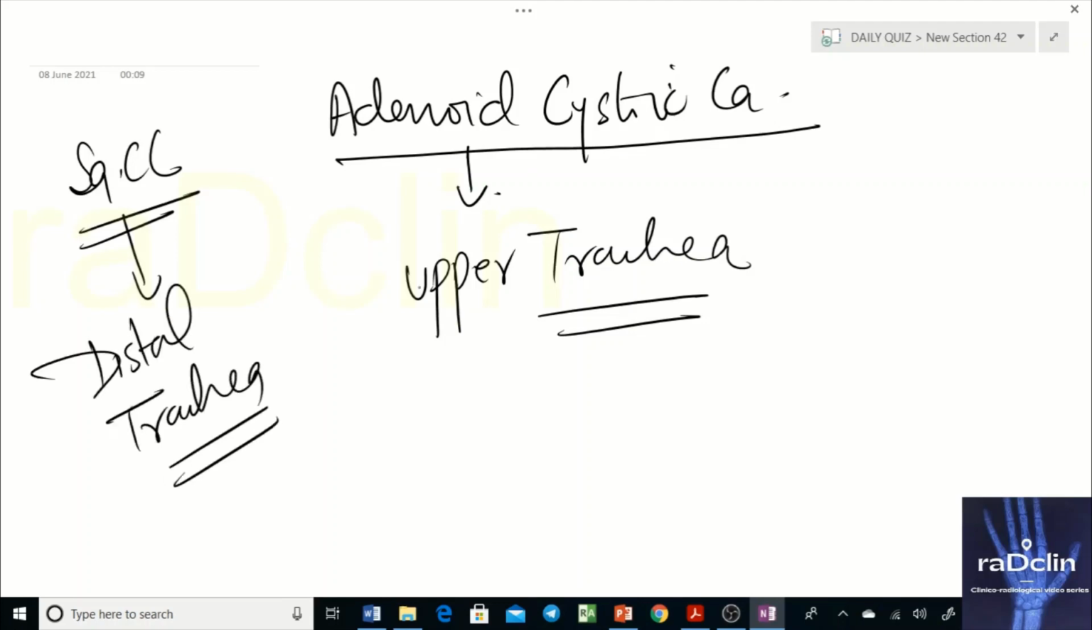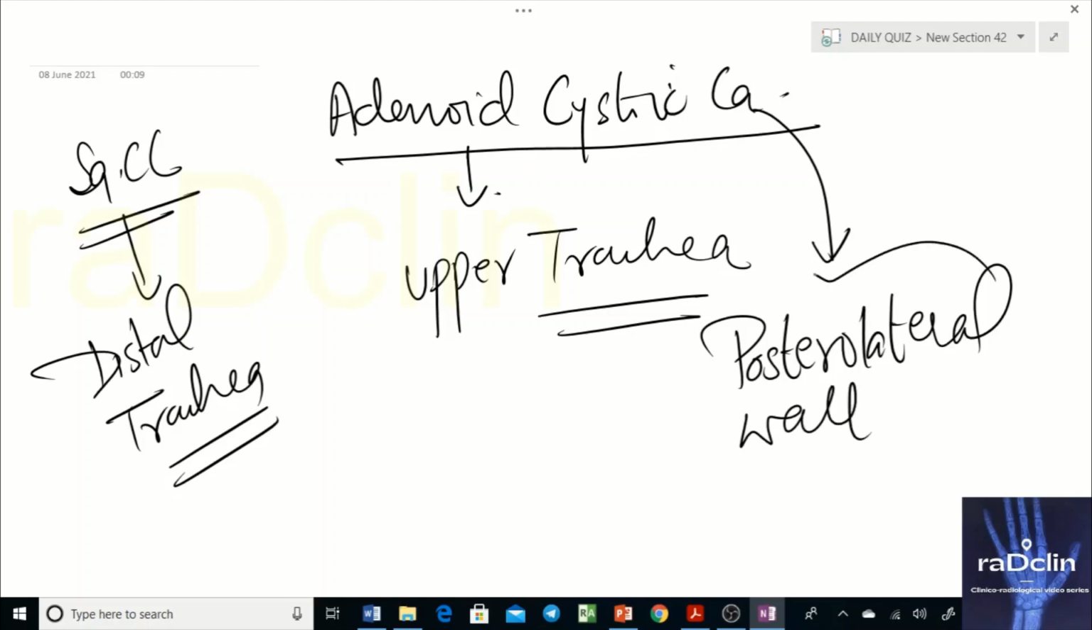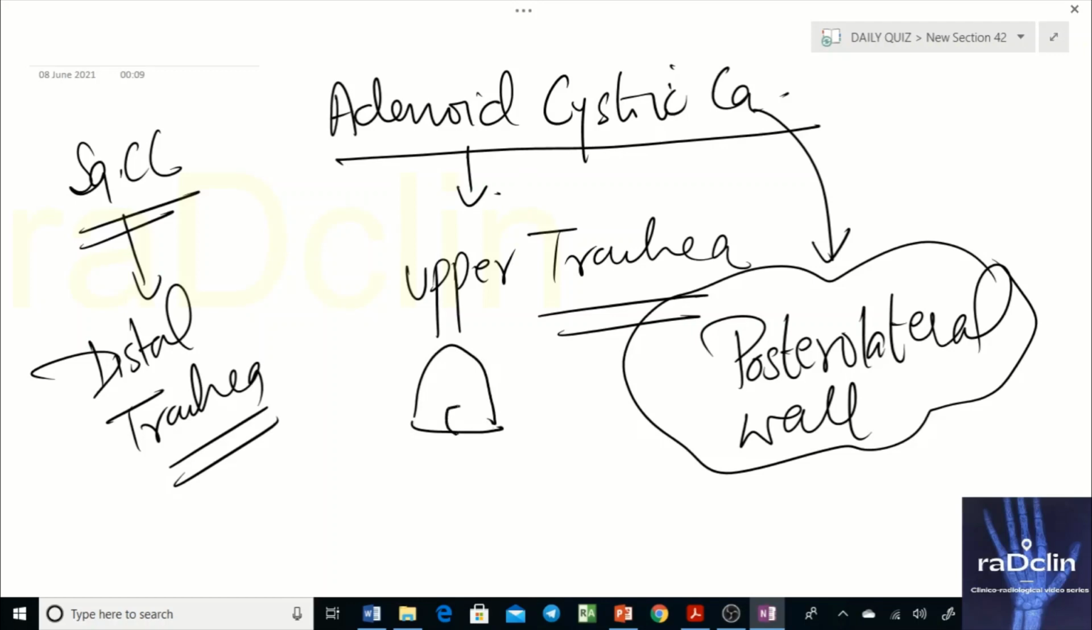Now adenoid cystic carcinoma, what part of the trachea does it involve? You have to remember this thing in your head. It is the posterolateral wall of trachea. So if this is your trachea, you will see a bulging tissue here. And remember, these are locally invasive tumors, so they can invade the surrounding structures as well. So if you see this malignant mass involving the posterolateral wall and the upper trachea, it's basically adenoid cystic carcinoma.